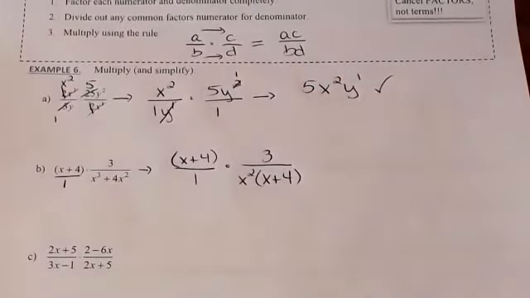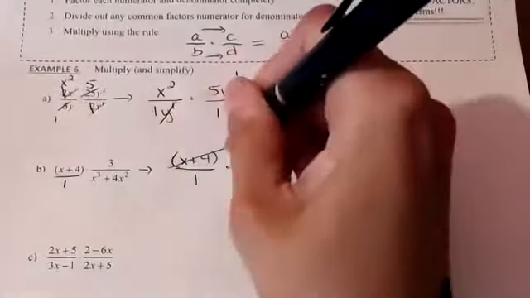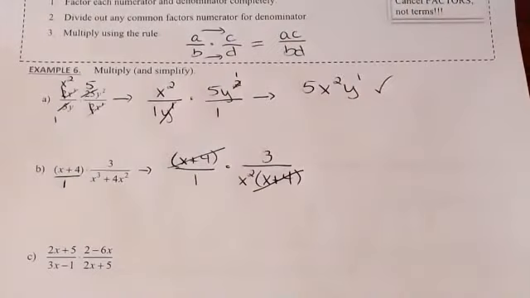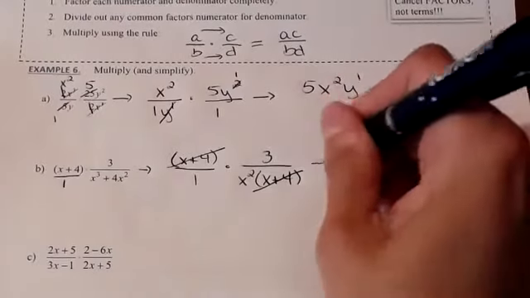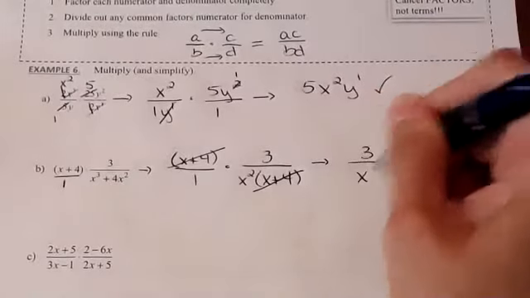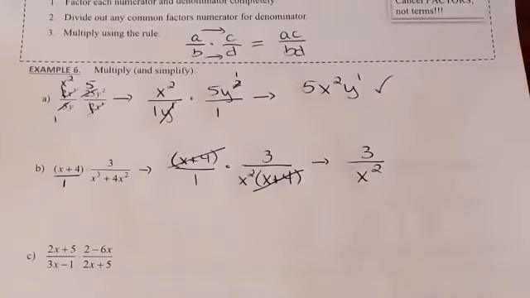Awesome. You see the common factor, right? It's an exact match. That's what we're looking for. So we are going to divide out our common factor, which is x plus 4, from the numerator and denominator. Perfection. And now everything's simplified. So I can go ahead and write my final answer, and that'll be 3 over x squared. Not bad, right?